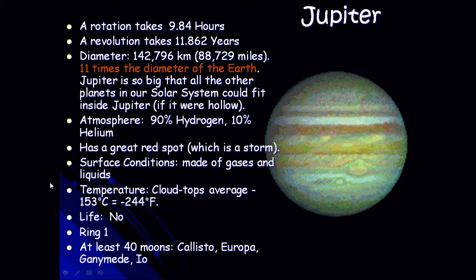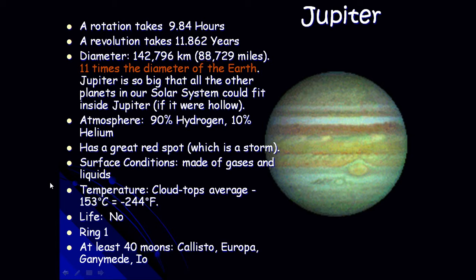Moving on, we have Jupiter. Now, a rotation takes about 9.84 hours. A revolution takes 11.862 years. So revolution takes quite a bit of time. The diameter of Jupiter is roughly 142,796 kilometers, or 88,729 miles. This is 11 times the diameter of the Earth.